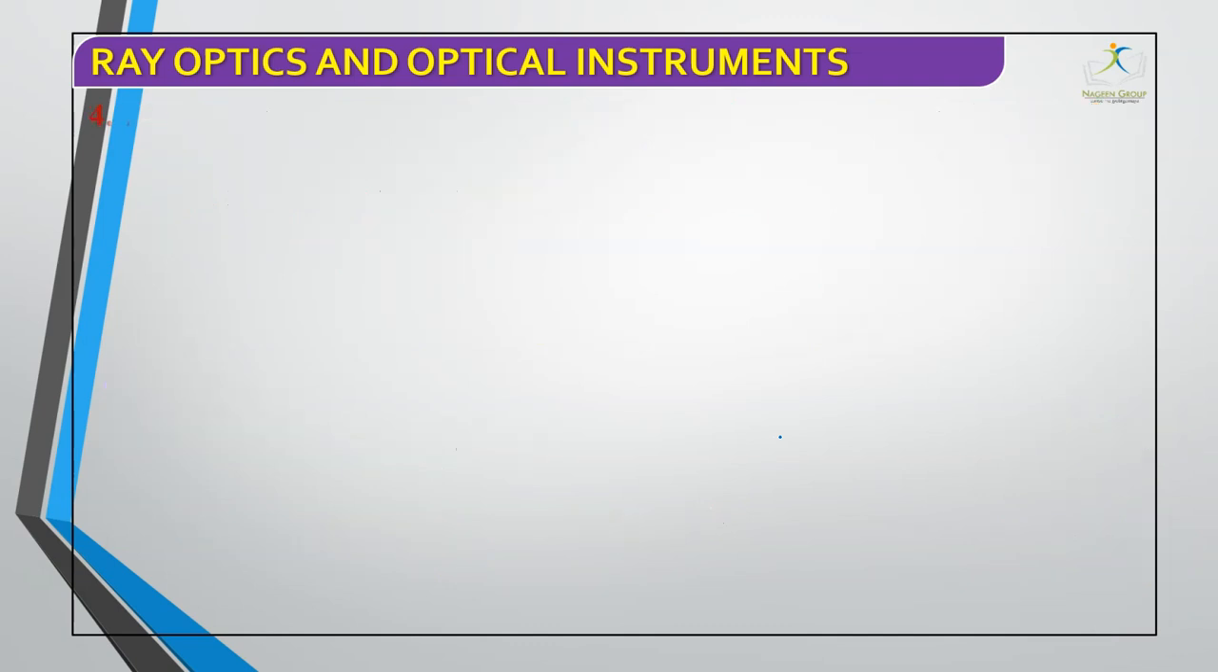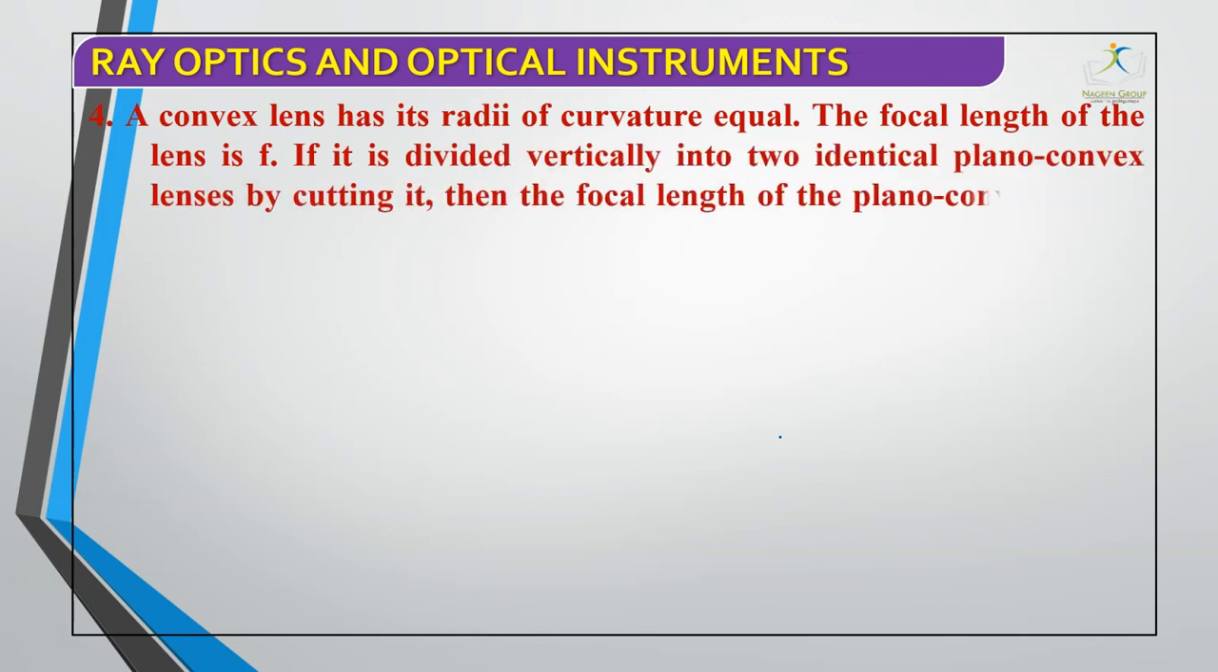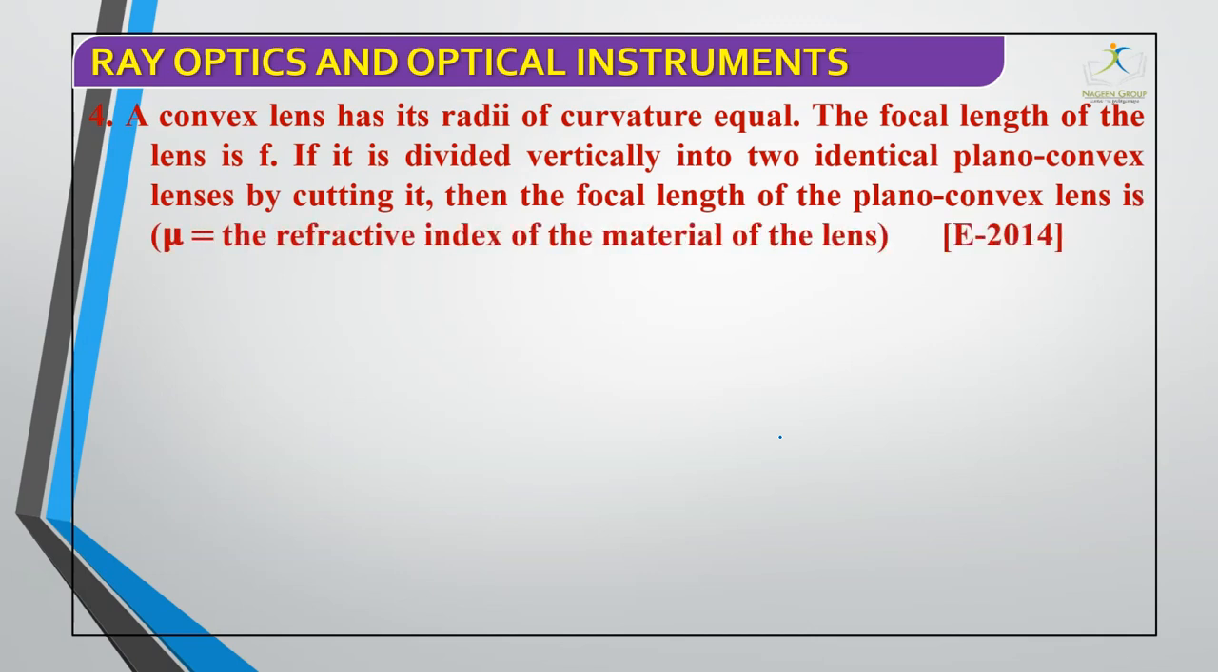Moving ahead with the next question: a convex lens has equal radii of curvature. The focal length of the lens is small f. If it is divided vertically into two identical plano-convex lenses by cutting it, then the focal length of the plano-convex lens is, where μ is the refractive index of the material of the lens.